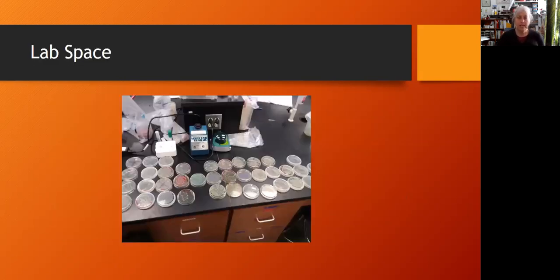So lab space, I've touched on it, was really key for being able to implement this class. We dedicated a whole lab now to these CURE classes. That means that it is open pretty much, I don't want to say 24/7 because we don't allow our undergraduates in at night, but it's open during the day. So during the 8 hours of the class time, students are allowed to come in.